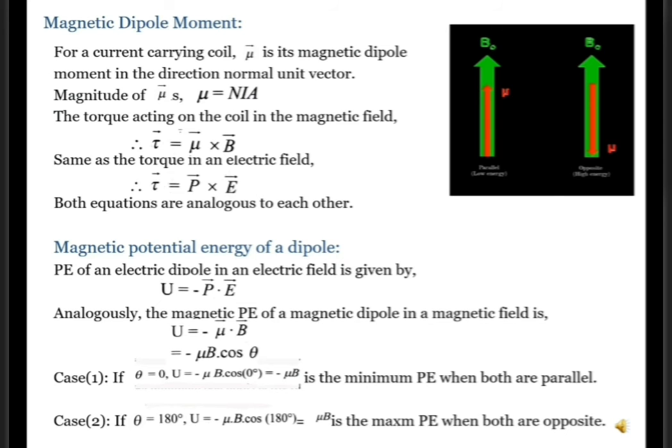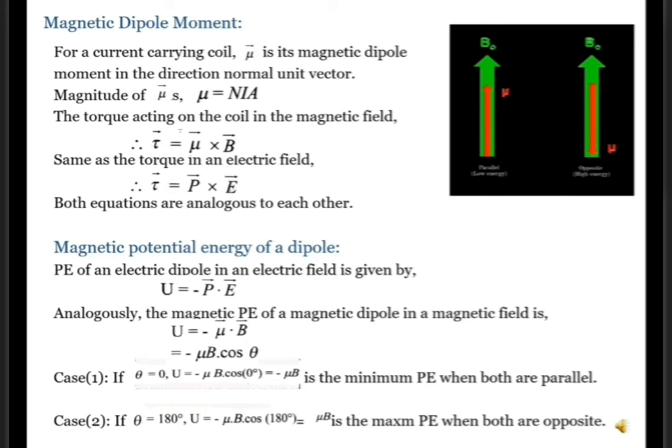In the chapter electrostatics, you have studied electric dipole moment. Similarly, in this chapter, the analogous term magnetic dipole moment is explained. Mu bar is magnetic dipole moment of a current carrying coil. Magnitude of magnetic dipole moment mu is equal to NIA. Product of number of turns, current passing through the coil and area enclosed by each turn of the coil.